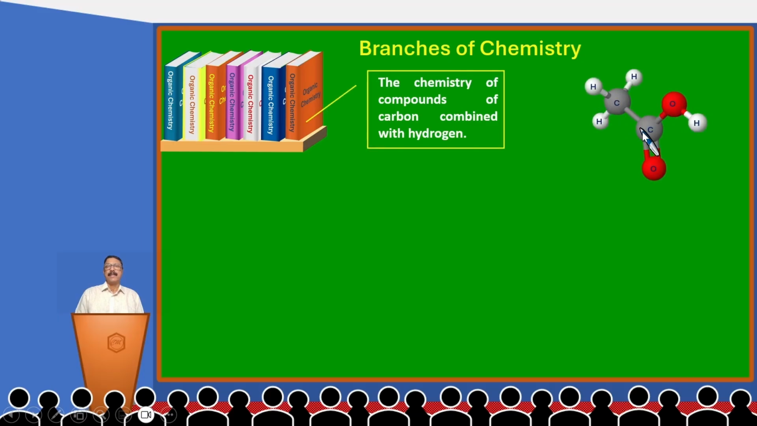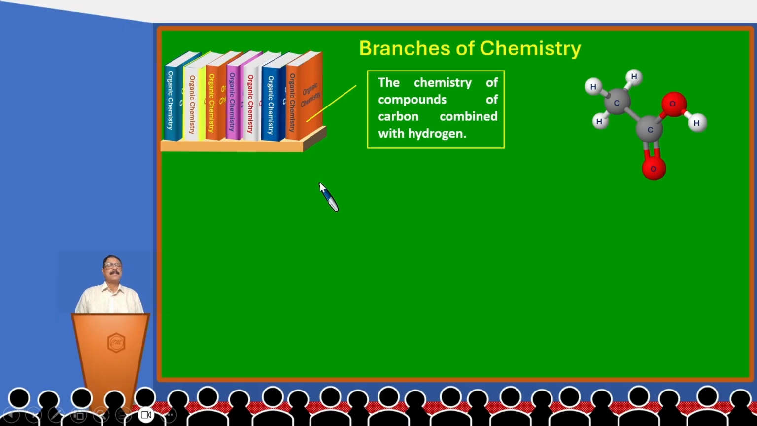This is an organic compound. Here it contains two carbon atoms, and this carbon atom is attached to three hydrogen atoms. Of course, this carbon atom can also be attached to three hydrogen atoms, and two of the hydrogen atoms are replaced by an oxygen atom, and one hydrogen atom replaced by a hydroxyl group. And this compound is acetic acid.